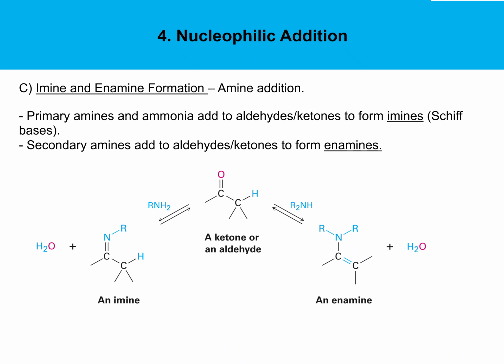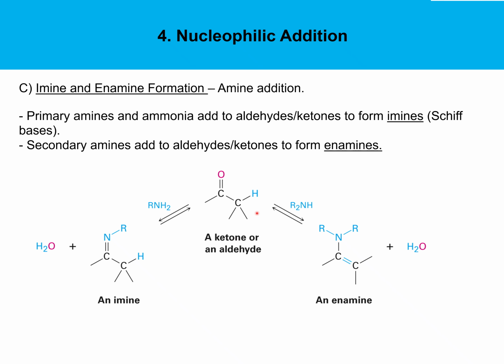When it comes to amines, they generally will produce two potential products from a ketone or an aldehyde: either an imine or an enamine. The product will depend on what type of amine we use. If we use a primary amine or ammonia, typically we end up with an imine, which you can recognize as having a carbon to nitrogen double bond. Sometimes these imines are called Schiff bases.